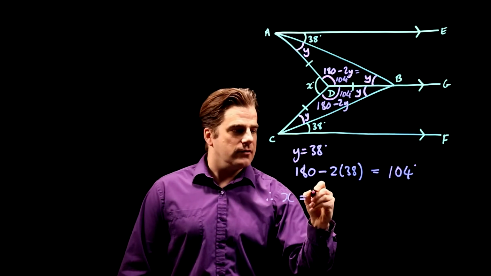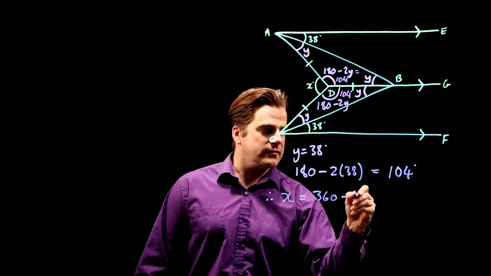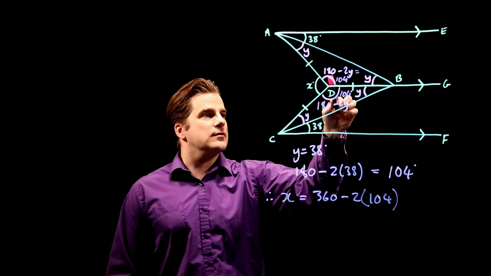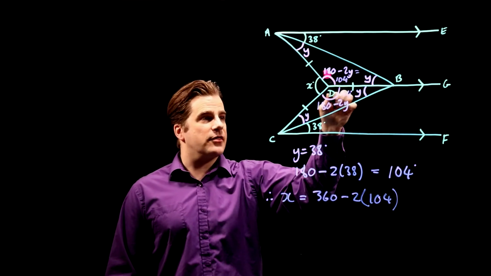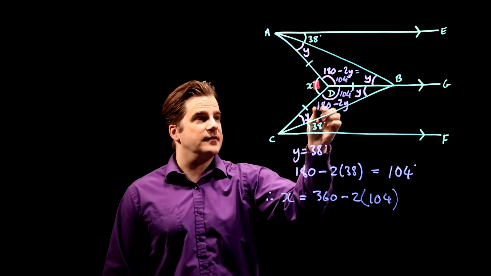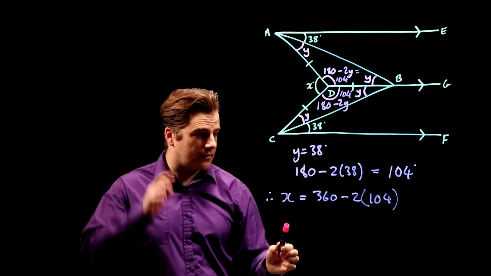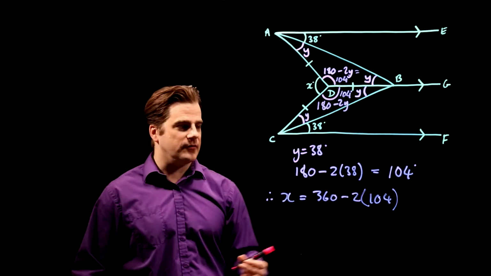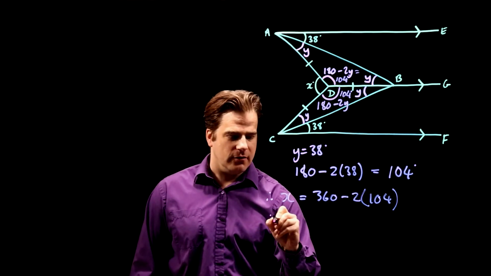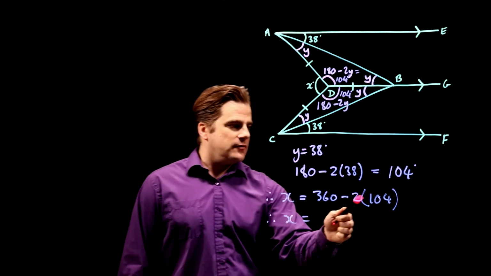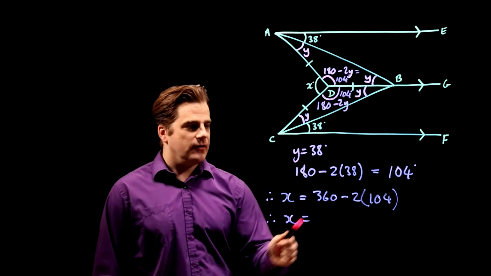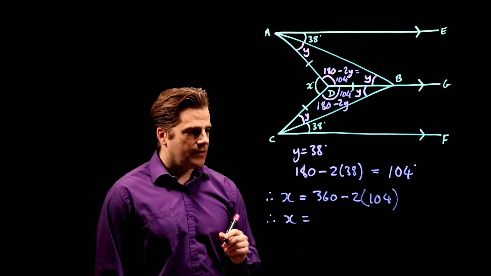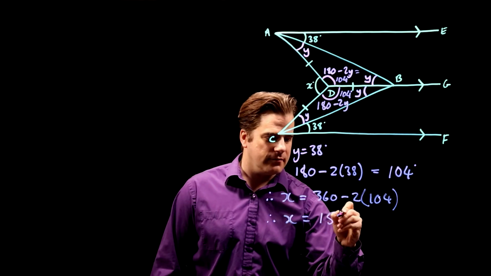X is 360 minus 2 104s. Because like I said, all those three angles cover 360 degrees, so they all add up to 360. So X is 360 minus that, minus that. So 360 minus 104 minus another 104. In other words, minus 2 times 104. So therefore, X is 204s is 208. 360 minus 208 is 152 degrees.